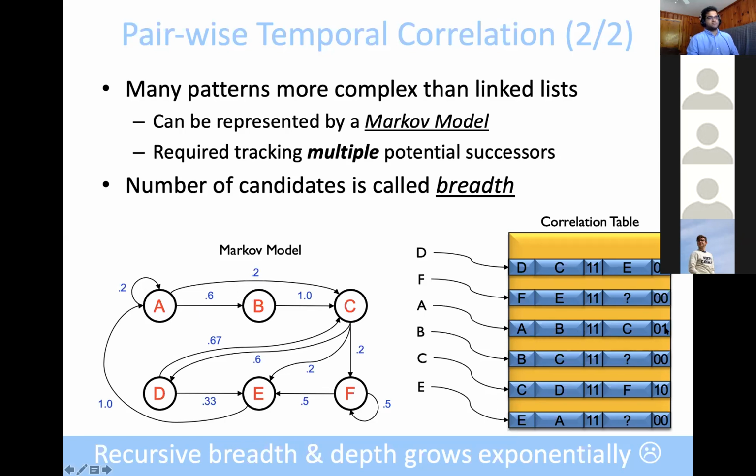So you store whatever, A, B, C for A with the probability of going there. And then you just pick the one with higher probability, right? But if you have an n-ary tree, now you need a correlation table that can store n entries, right? So this kind of works.